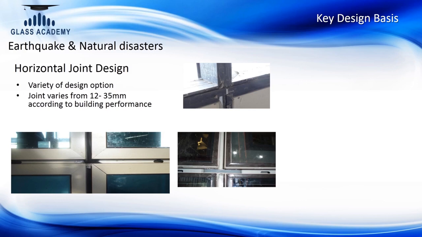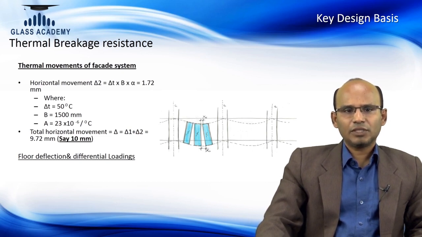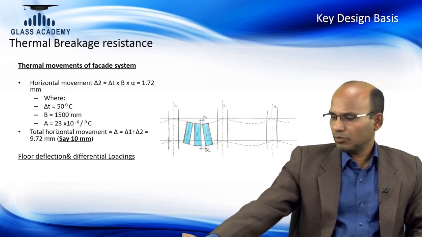Another aspect is thermal movement, which we have seen previously. The same formula is adapted here: delta T times panel length times thermal expansion coefficient. So the engineer should arrive at and make sure he checks for the combination of floor movement and vertical movement.